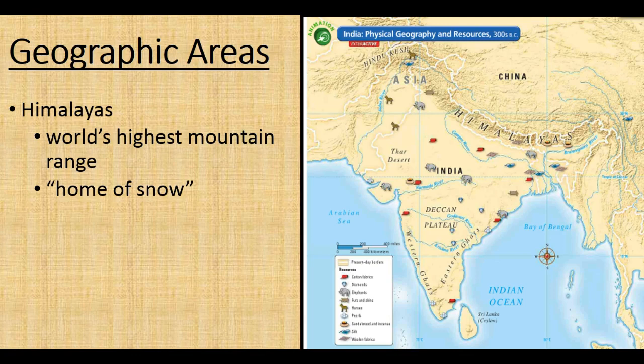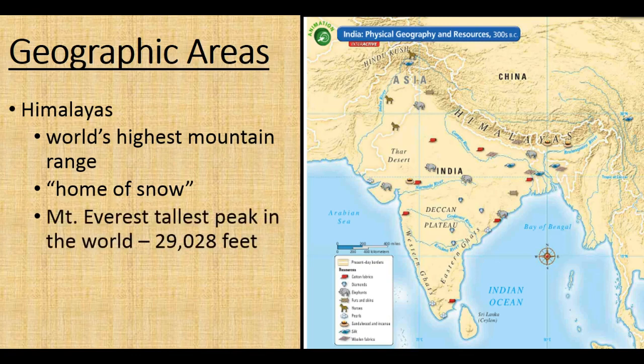That's because they are so high in elevation. Now, a little fun fact, Mount Everest is the tallest peak in the world and it belongs in the Himalayas. And it stands at 29,028 feet. If you've ever been on an airplane, that's how high airplanes fly, at 30,000 feet. And that's how tall this mountain is. Amazing.